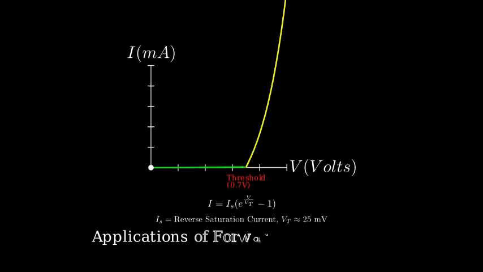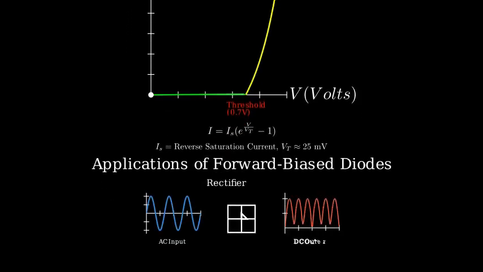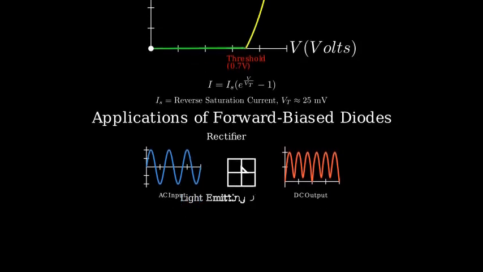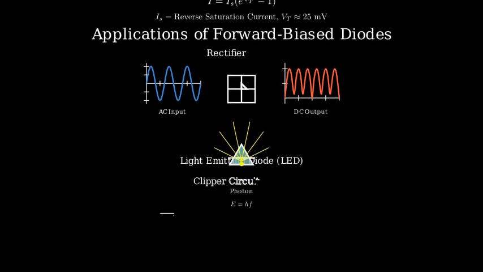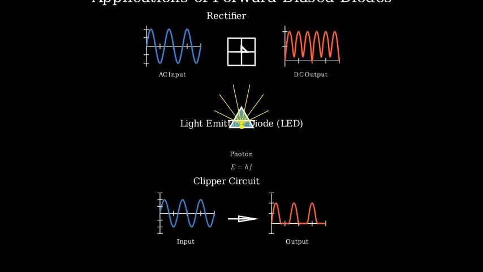The forward-biased PN junction diode has many important applications in electronics. One of the most common uses is in rectifiers, which convert AC power to DC. Light-emitting diodes, or LEDs, use the energy released during recombination to emit photons. Diodes are also used in voltage clampers, clippers, and as protection devices in circuits.